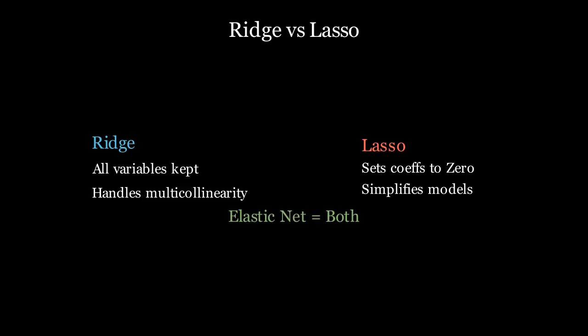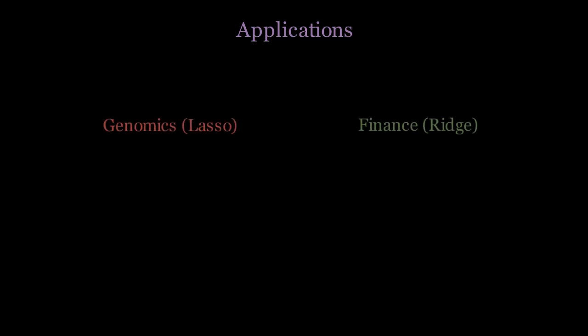In the real world, these techniques are everywhere. In genomics, where we have thousands of genes but few patients, Lasso identifies the specific markers for a disease. In finance, Ridge helps manage risk in portfolios with highly correlated assets. By applying a penalty to complexity, we ensure our models learn the signal, not the noise.